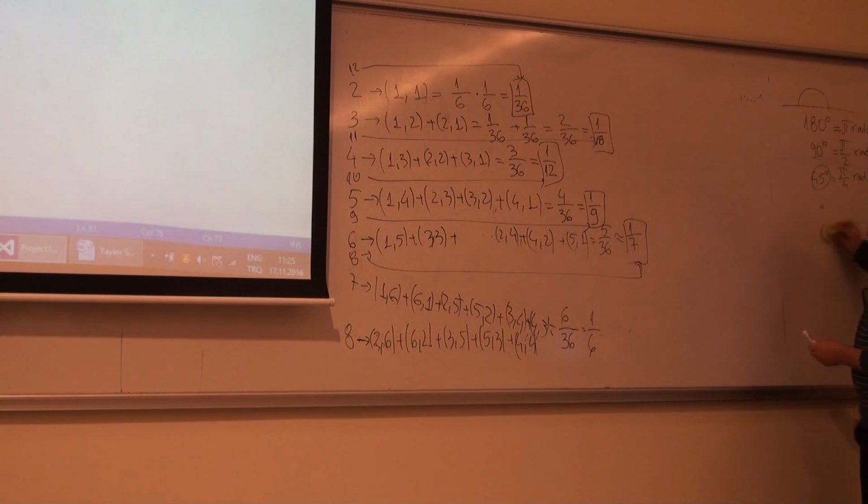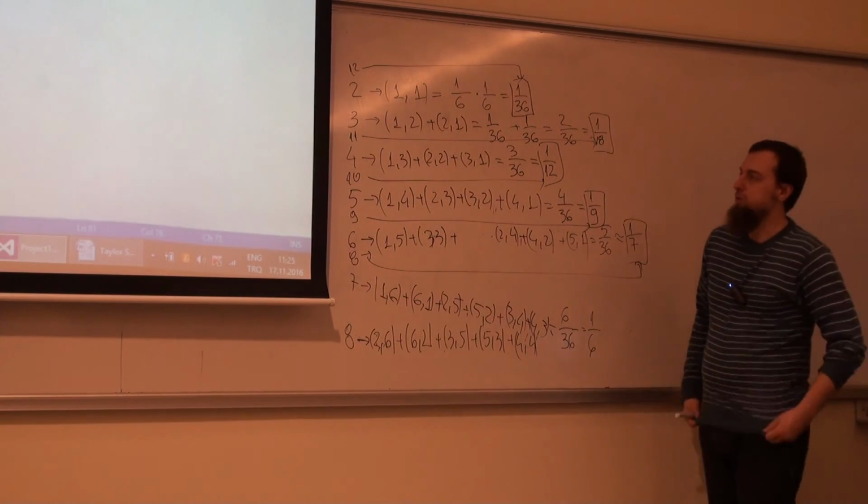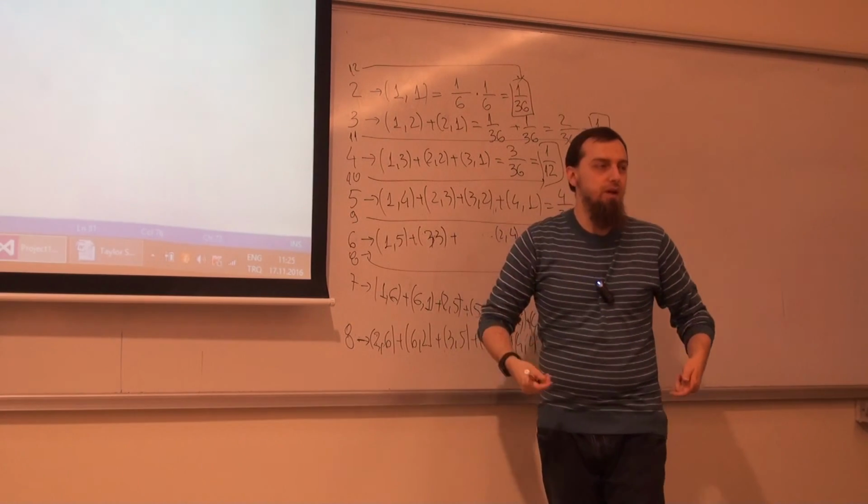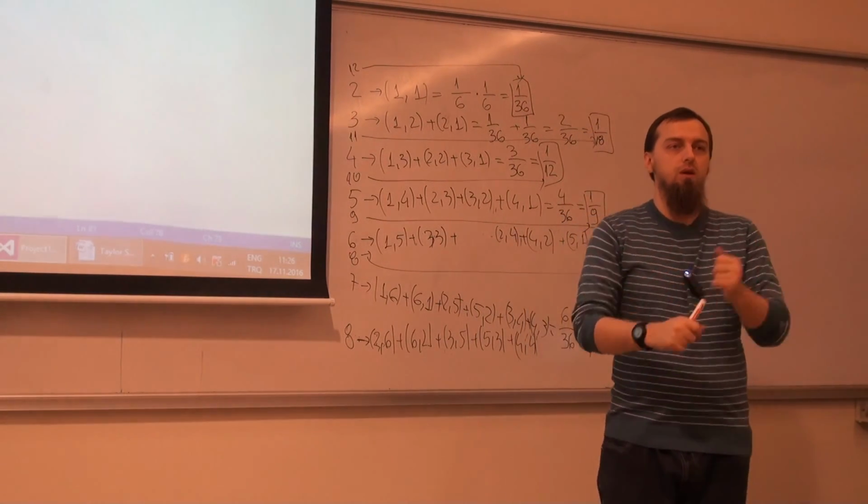Basically, we are going to roll 2 dice. And we are going to see, on average, in order to get a sum of 4, how many times do we have to throw the dice? What do you think?